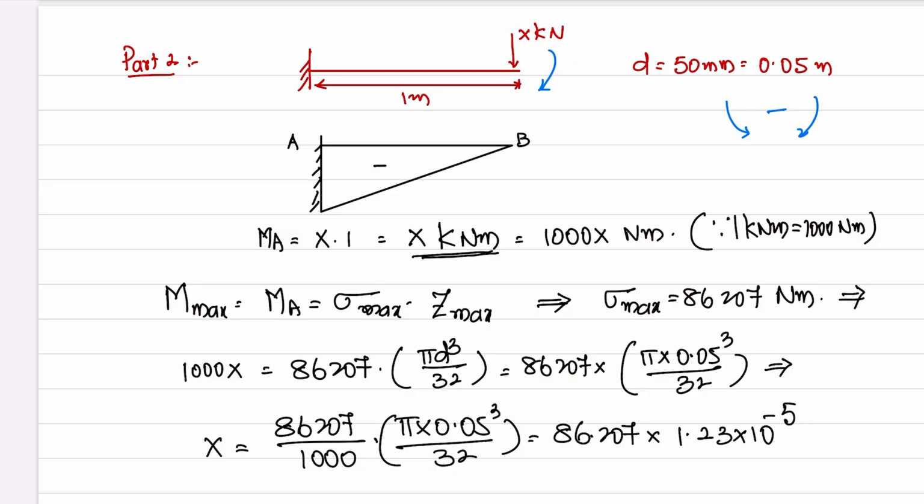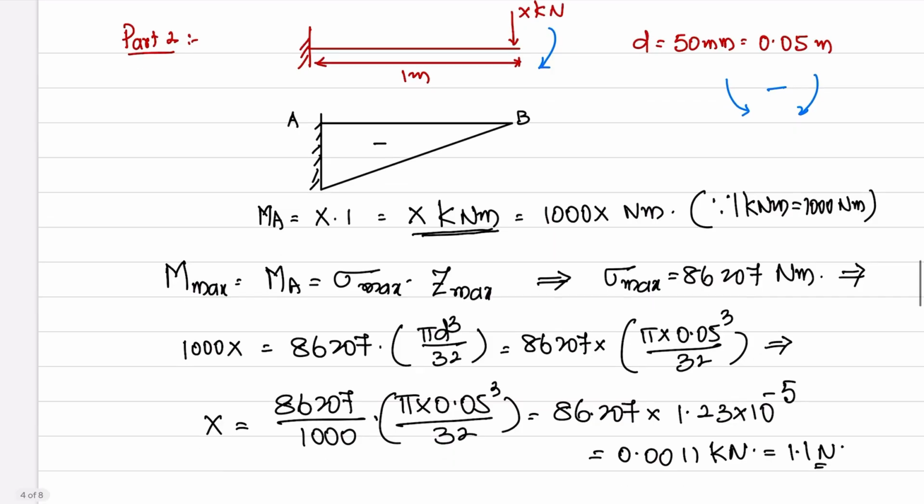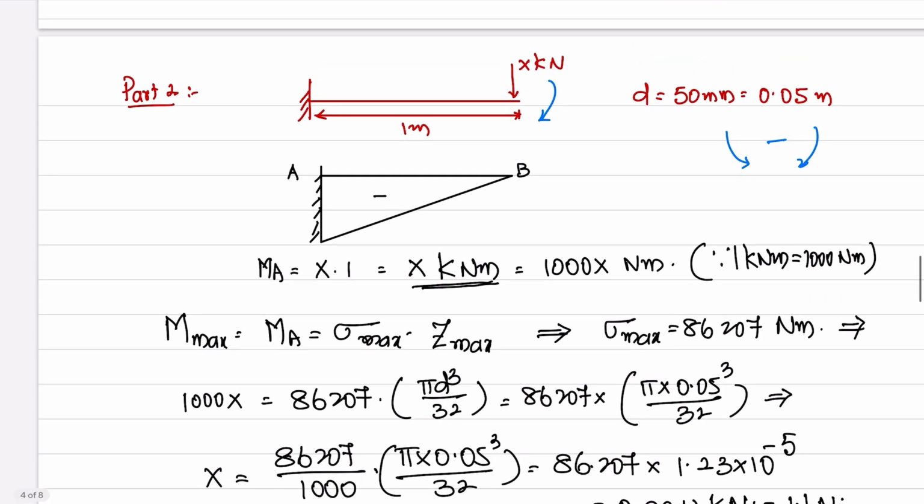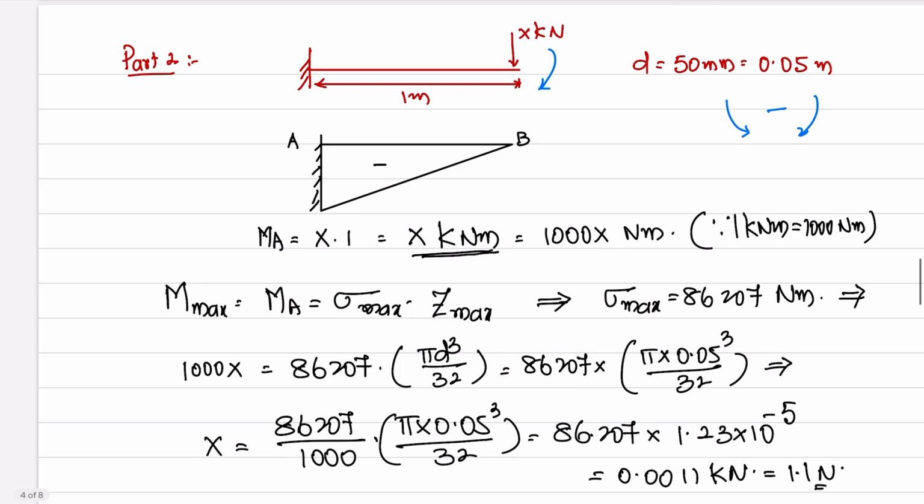That means into 86.207, that is equal to 0.0011 kilonewtons, which is 1.1 Newton. Because x in kilonewtons we have taken, we have multiplied with 1000 to get the moment. Otherwise, if you take x in newtons only, then we will get the value 1.1 newtons. This is the value.